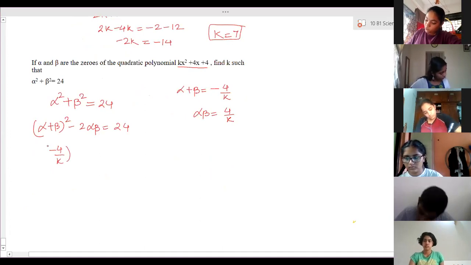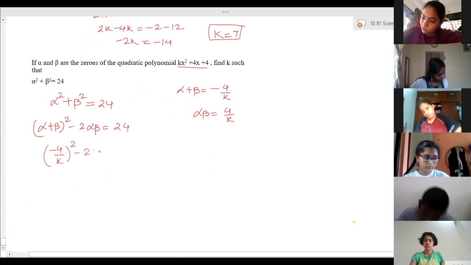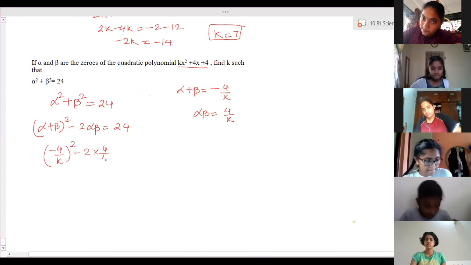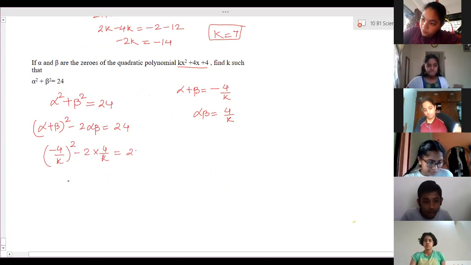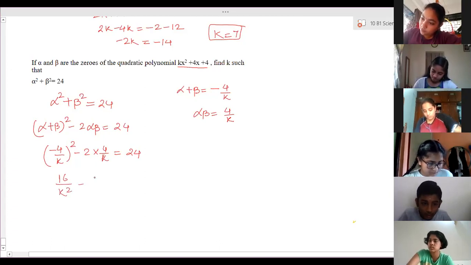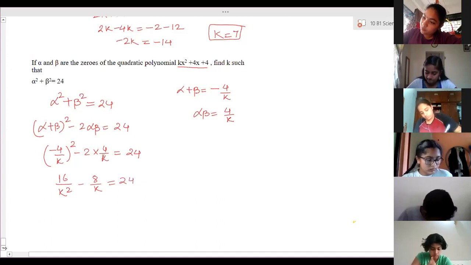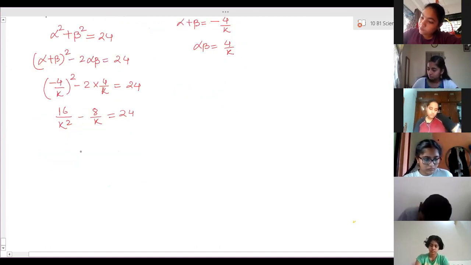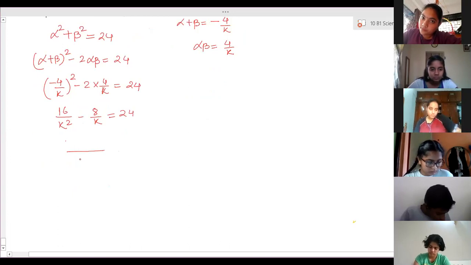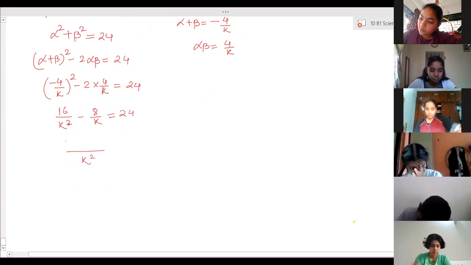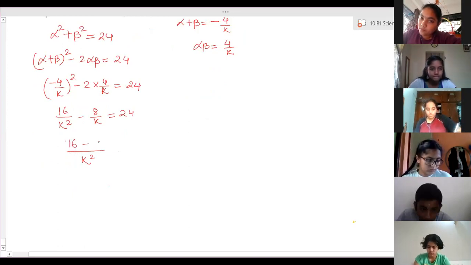Minus 4 by k whole square minus 2 into 4 by k is equal to 24. So this is 16 by k square minus 8 by k is equal to 24. Take LCM. What is the LCM of k square and k? K square. So here you are not supposed to multiply. And this here, 8k is equal to 24.